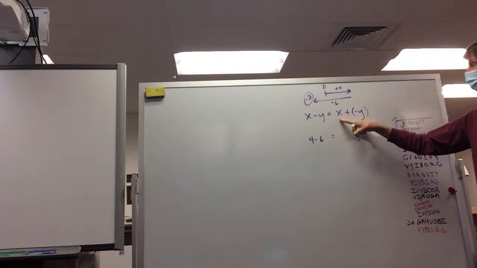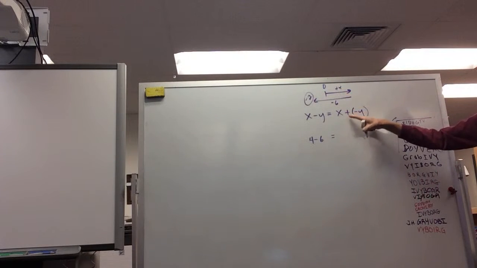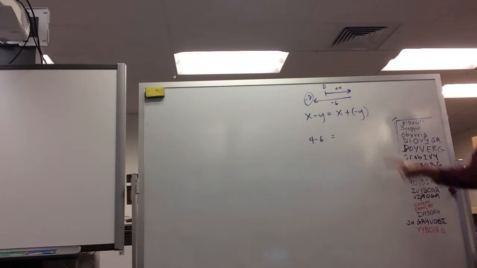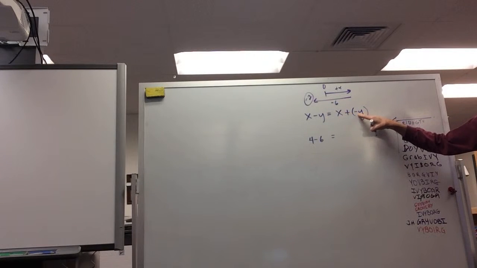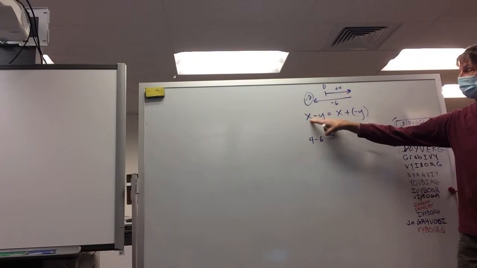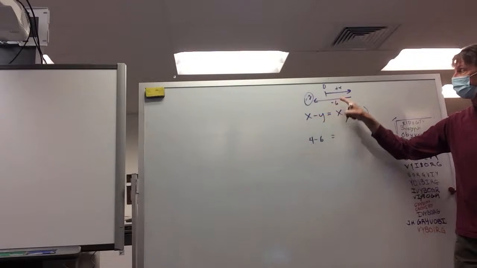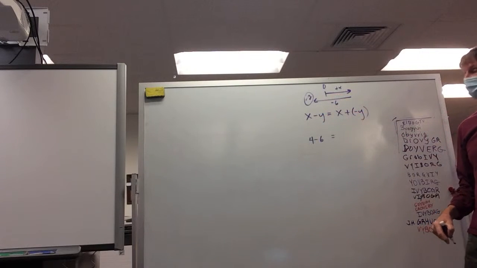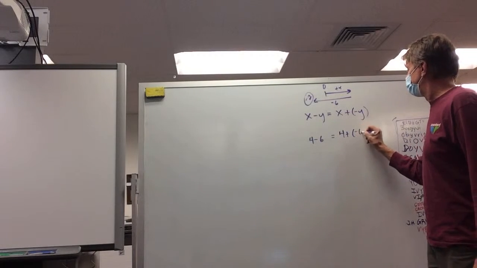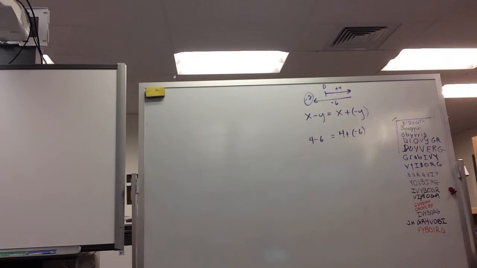Now, here's the x, that's the positive 4, and here's the negative y, which is a negative 6. So we could put them together like this, as 2 segments, or we could think of this as a segment of x subtracting the segment of y. So it just results in the same thing. So this is 4 plus negative 6. That was the example of how that would work.